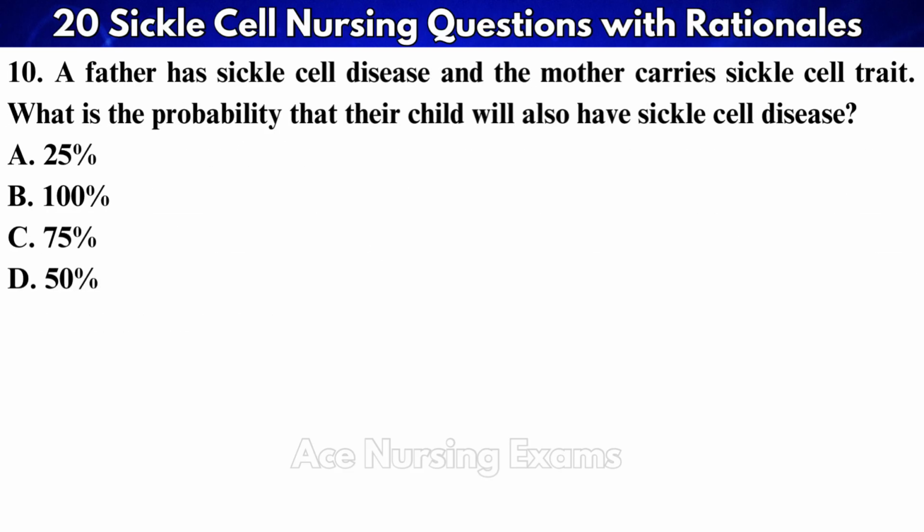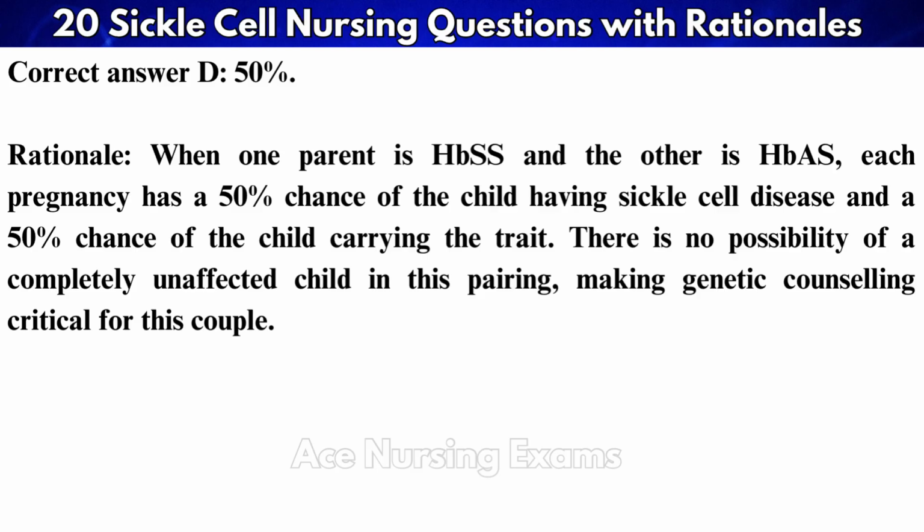Question 10. A father has sickle cell disease and the mother carries sickle cell trait. What is the probability that their child will also have sickle cell disease? A. 25%, B. 100%, C. 75%, D. 50%. The correct answer is D.